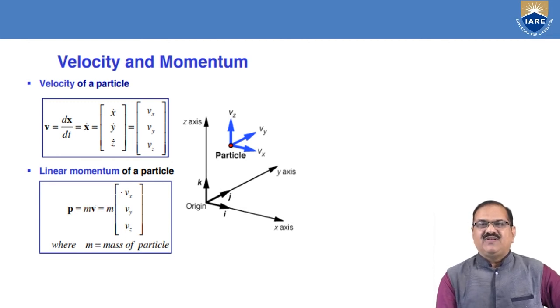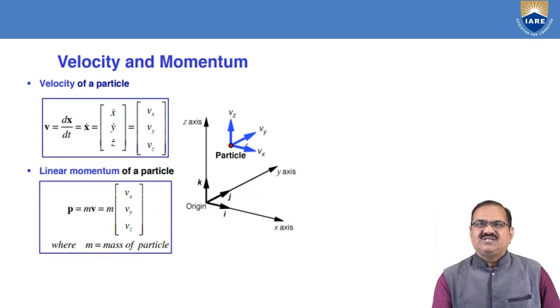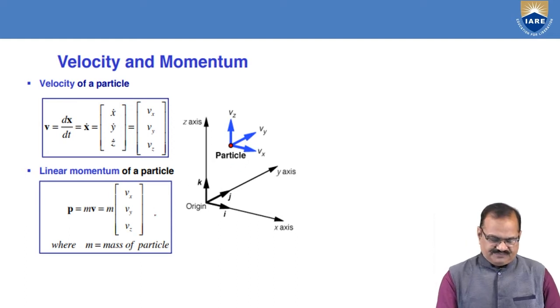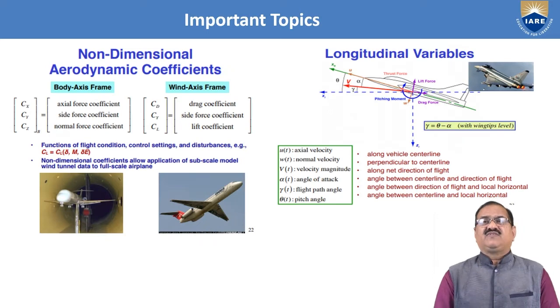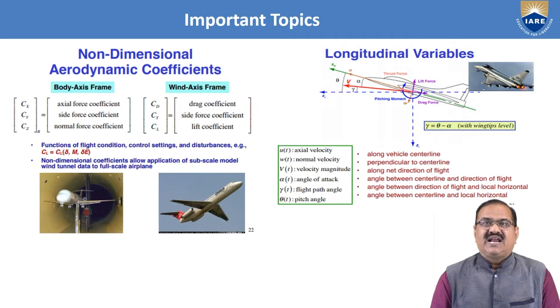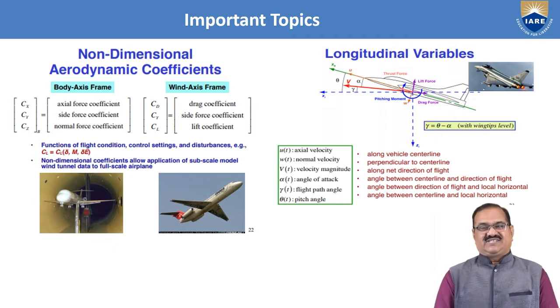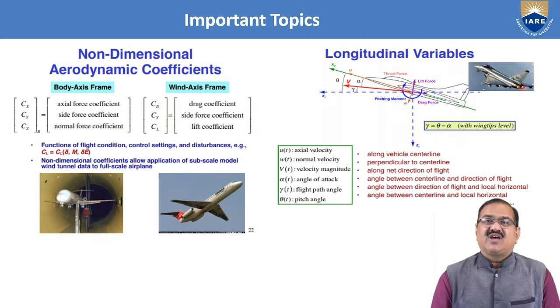So here m and v, we can write from here vx, vy and vz, and this system is shown here. Here m is the mass of a particle and vx, vy, vz is the velocity in the x, y and z directions. A few important things we have to understand are the non-dimensional variables, the non-dimensional aerodynamic coefficients, because we always use aerodynamic coefficients.